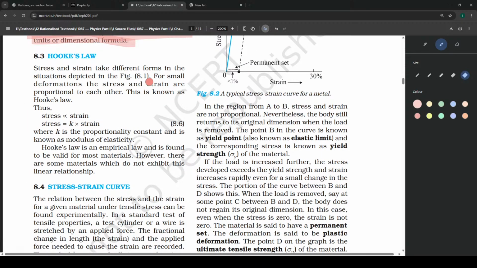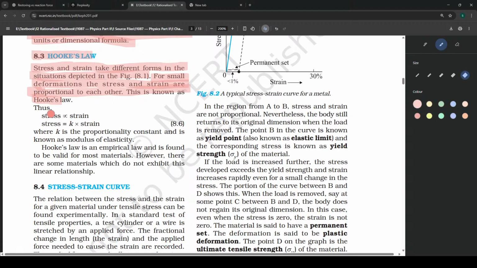Let's go to the next main topic, which seems very small here, only 2 to 3 paragraphs, but not very small indeed. Hooke's law. Stress and strain take different forms in the situations depicted in figure 8.1. For small deformation, the stress and strain are proportional to each other. This is known as Hooke's law. What Hooke's law is saying is that stress, which is force per unit area, and strain, change in dimension to the original dimension, take different forms like longitudinal, compressive, tensile, shear or volume, in many different situations. For small deformations, the stress and strain are proportional to each other. This is known as Hooke's law.